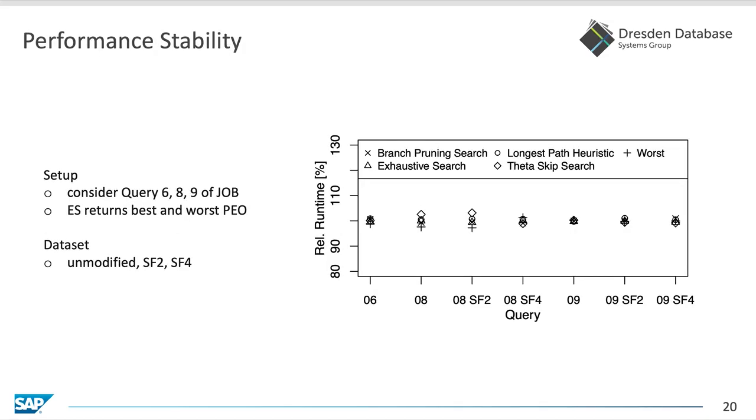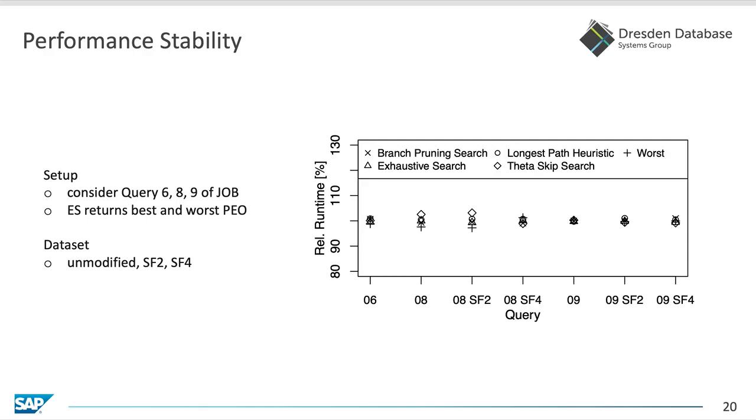Regarding performance stability, we consider queries 6, 8, and 9 of the join order benchmark. Exhaustive search returns the best and the worst possible PEO, and the datasets are the unmodified, SF2 and SF4 datasets. For each of the individual queries, the average over all possible pipeline execution orders is taken as the baseline, and the relative runtime for each individual pipeline execution order is taken as a percentage of the average runtime.